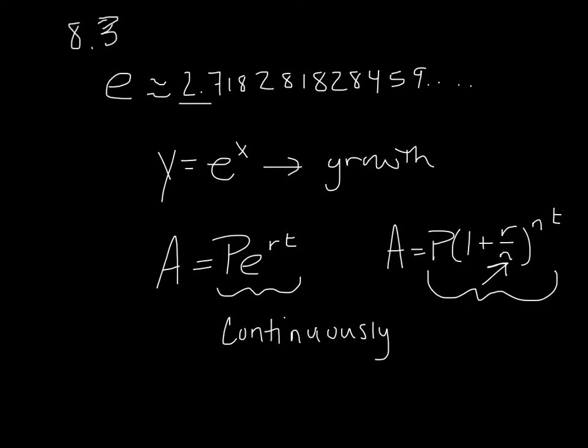e is not a variable. It's just the number 2.718281828459 and so on. And so let's look at an example. Let's say that we deposit $100. So that means P is going to be 100. And then we still have the e, because remember that's not a variable. And let's say it's continuously, that's why we're using this one, and the interest rate is 5%. So I'm going to put 0.05 in for r.